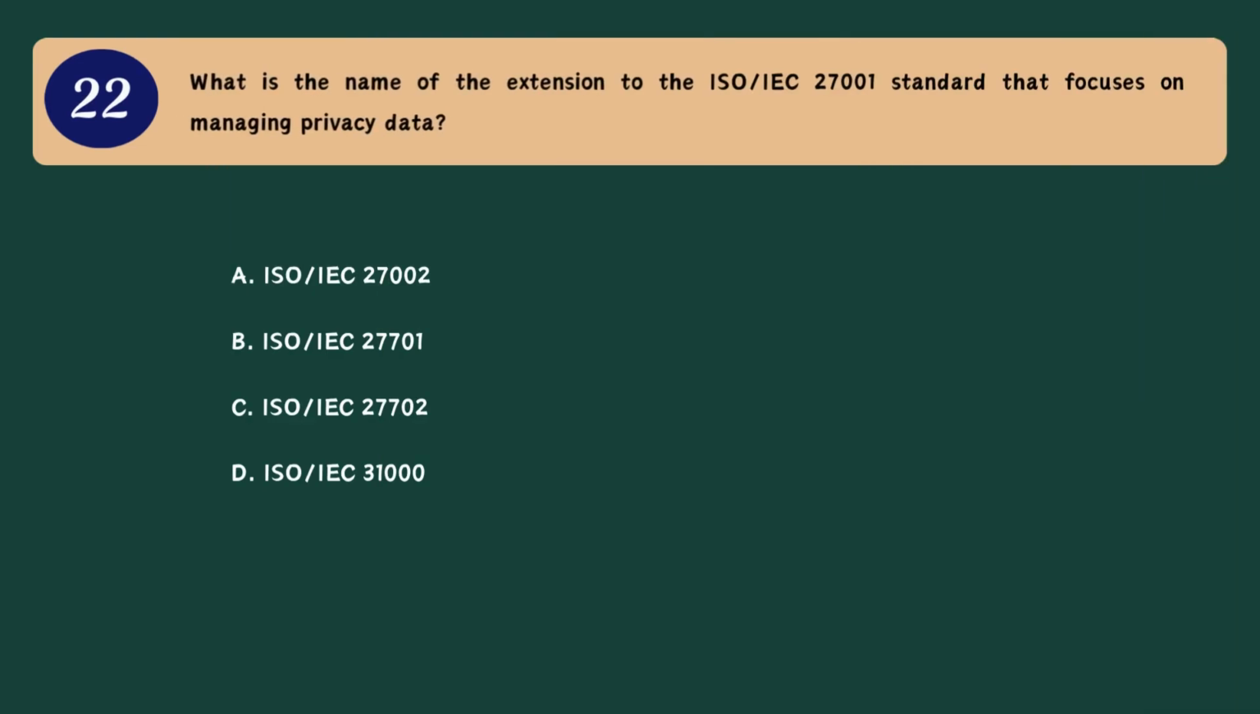Question 22. What is the name of the extension to the ISO/IEC 27001 standard that focuses on managing privacy data? A. ISO/IEC 27002. B. ISO/IEC 27701. C. ISO/IEC 27002. D. ISO/IEC 31000.